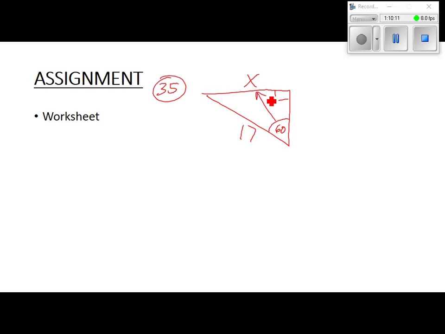What's that side going to be labeled? Opposite. What's this side labeled? Hypotenuse. What's this side labeled? Adjacent. Which one don't we care about this time? The adjacent. Get rid of it. We don't need it. Which trig ratio deals with opposite and hypotenuse? Look at your SOHCAHTOA. Sine. So we're going to do the sine.